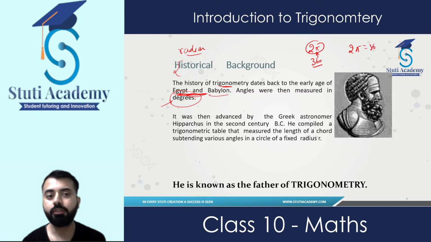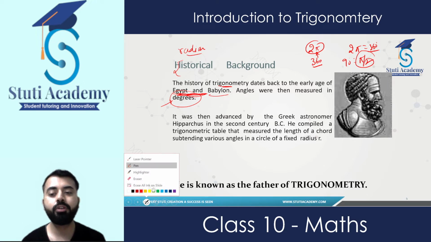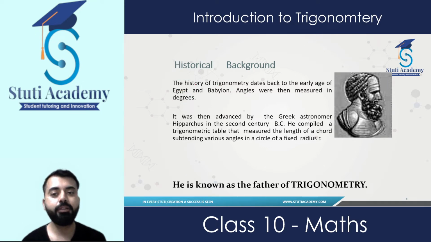It is 360 degrees, and 90 degrees is what? It is pi by 2. So either you can write it like this or you can write it like that. Your answer will be the same, but since you haven't understood the concept of pi radians, just understand this. At that time the angles were measured in degrees, like we are going to measure it now.